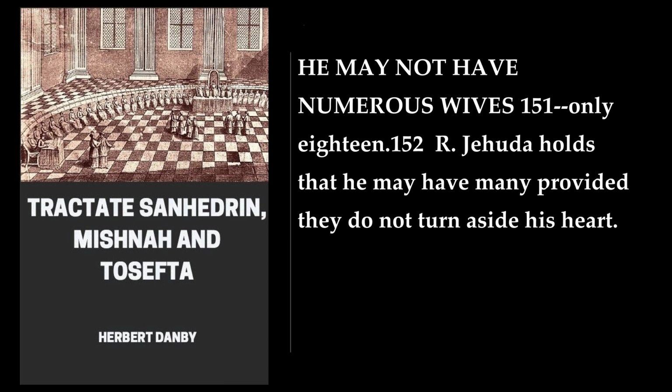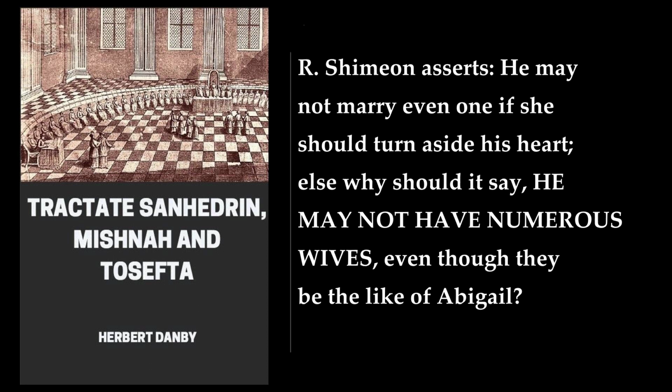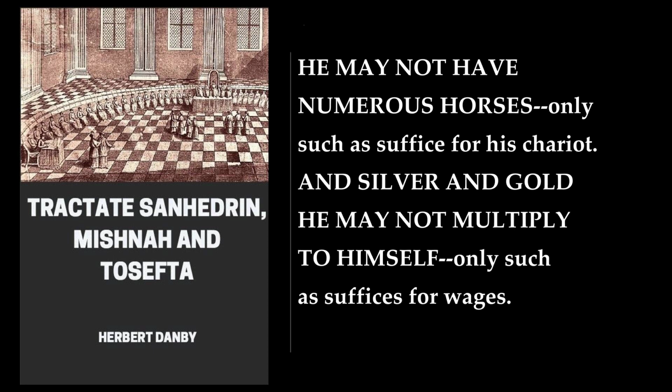Only 18. Or, Jehudah holds that he may have many provided they do not turn aside his heart. R. Shimeon asserts, he may not marry even one if she should turn aside his heart. Else why should it say, he may not have numerous wives, even though they be the like of Abigail? He may not have numerous horses, only such as suffice for his chariot. And silver and gold he may not multiply to himself, only such as suffices for wages.